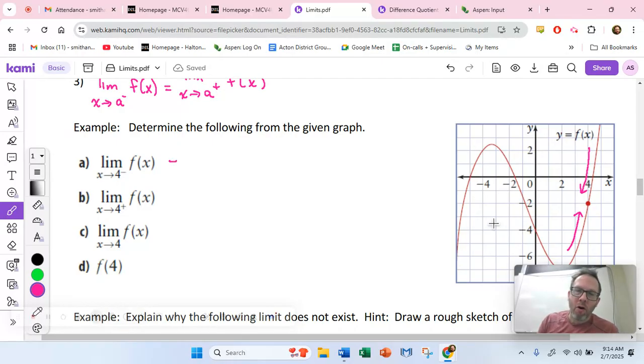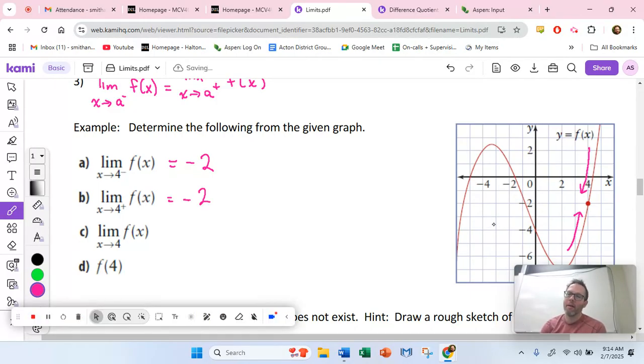Some brave soul want to volunteer the left-hand limit, possibly somebody who hasn't helped out yet today. As we approach 4 from the left, Charlie. -2. Somebody different. How about when we approach 4 from the right? I'm looking over there because nobody's helped out yet. Yeah. Also -2. Left-hand limit exists. Right-hand limit exists. They are the same value.